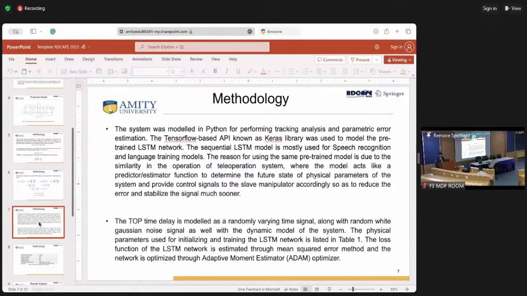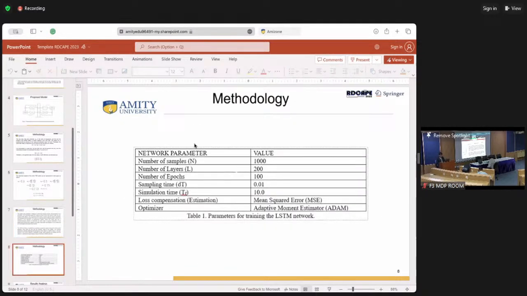The physical parameters used for initialization and training are shown in Table 1. This table has the network parameters: the number of samples, layers, sampling time, and the loss. The parameters we give are the same parameters provided by the hardware provider for the type of robot we are using. For example, for M1, the mass of link 1, we take 300 gram.